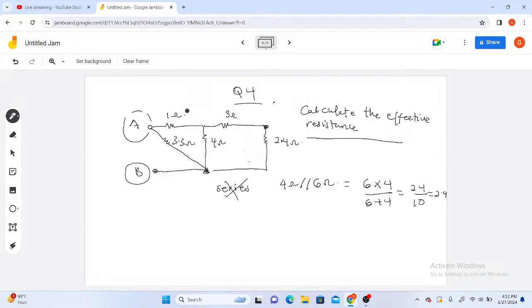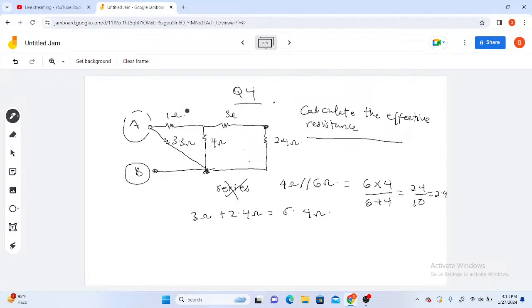So now this 3 ohm and the 2.4 ohm, are they in series or parallel? This is the joint between them, and you can see there is no node here. That node has been removed. So 3 ohm is clearly in series with 2.4 ohm because the same current will pass through them. Hence, 3 ohm plus 2.4 ohm will give us 5.4 ohm.